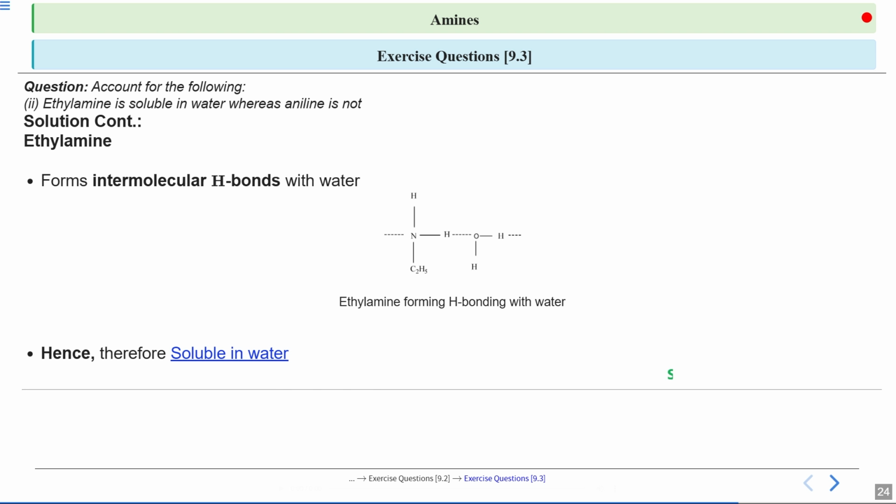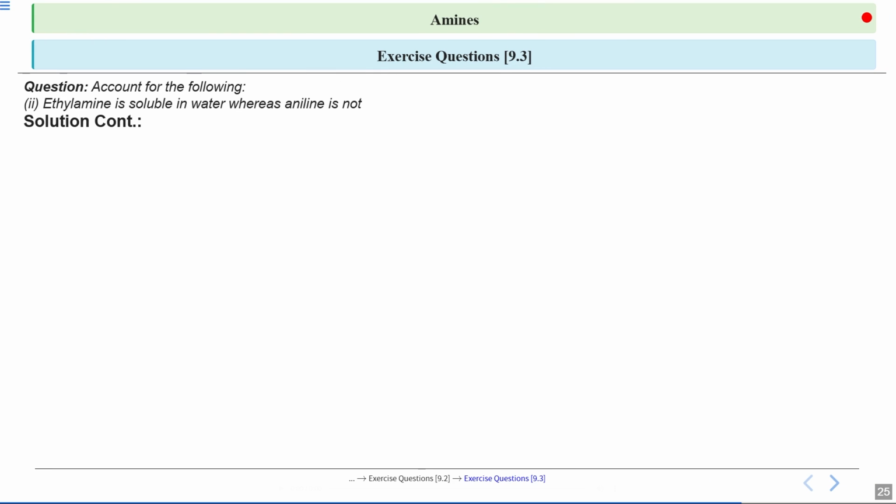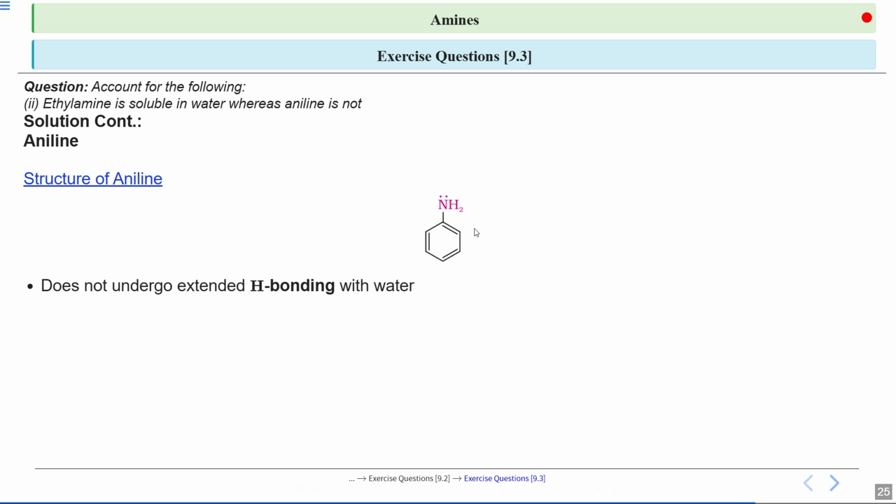Now if we talk about aniline, can you guess the reason why aniline is not soluble? Aniline is an aromatic amine. If you see the structure of aniline, this nitrogen has 1 phenyl ring and 2 hydrogens. So they do not undergo extended hydrogen bonding with water. That means the substance does not form long lasting hydrogen bonds with water, which indicates limited interaction and affects its solubility.